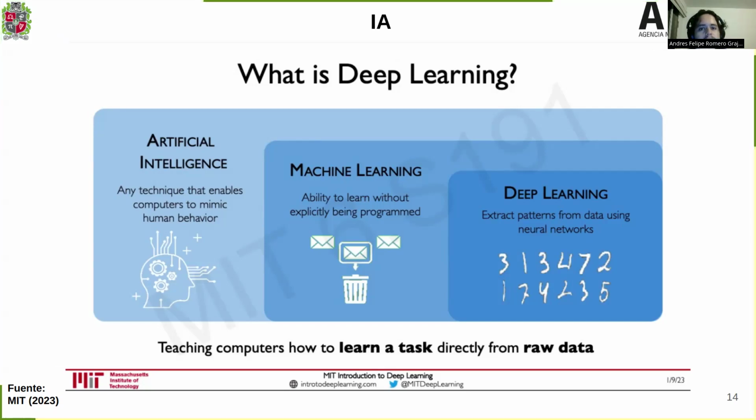There is artificial intelligence, which is any technique that enables computers to mimic human behavior. We also have machine learning, which is the ability to learn without explicitly being programmed. So we have anything from statistical learning algorithms that could be either supervised or unsupervised. And we also have deep learning, which extracts patterns from data using neural networks.